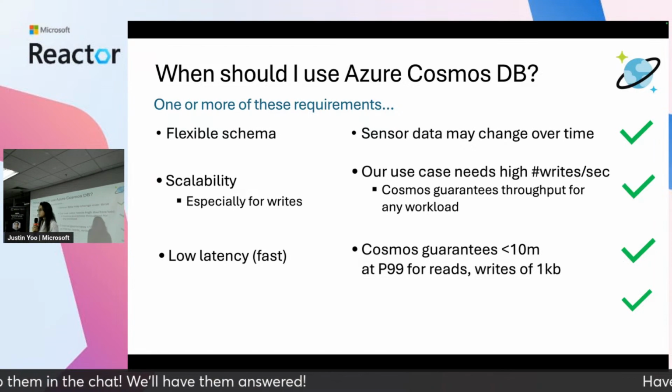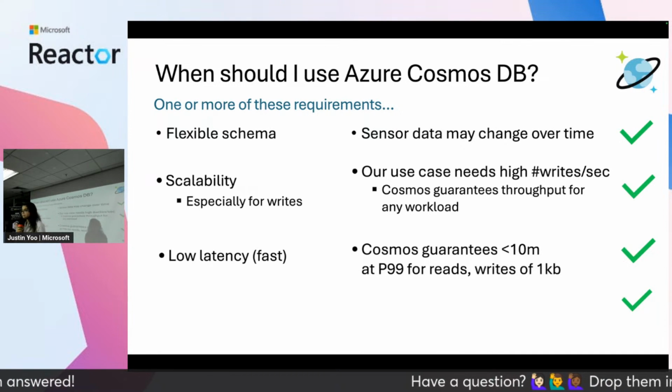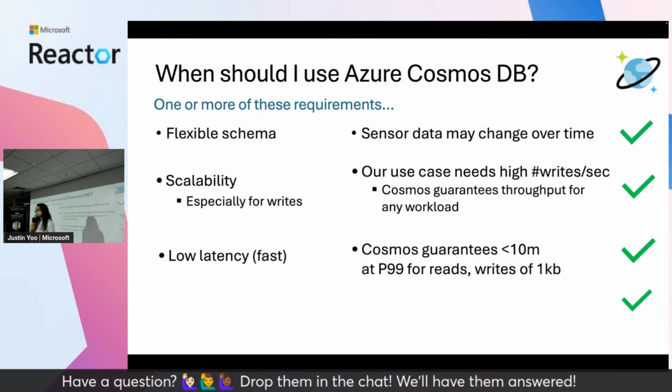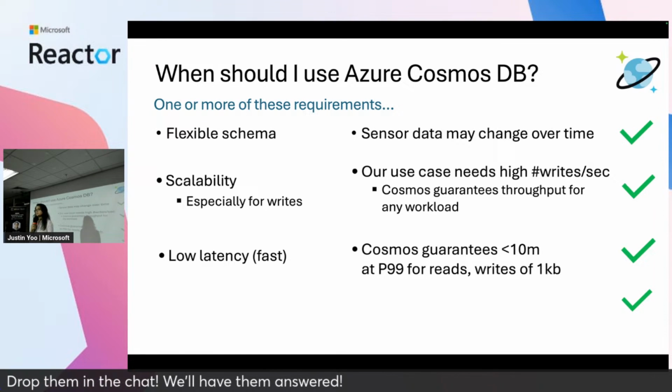And Cosmos DB guarantees read and write latency of less than 10 milliseconds at P99 for a document of 1 KB. That means that if you're doing 100 writes, 99 out of 100 will complete within 10 milliseconds, which is pretty fast, right?